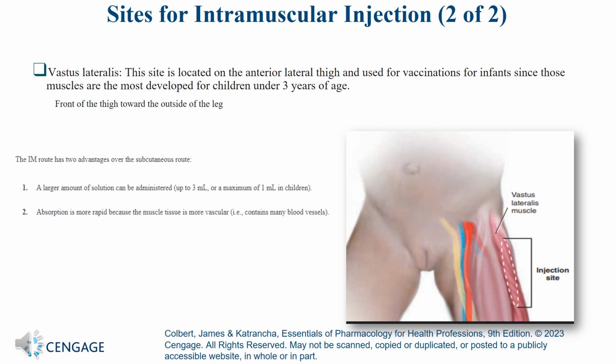The intramuscular route has two advantages over the subcutaneous route. A large amount of solution can be administered, up to 3 milliliters or a maximum of 1 milliliter in children. Absorption is more rapid because the muscle tissue is more vascular, meaning it contains many blood vessels.